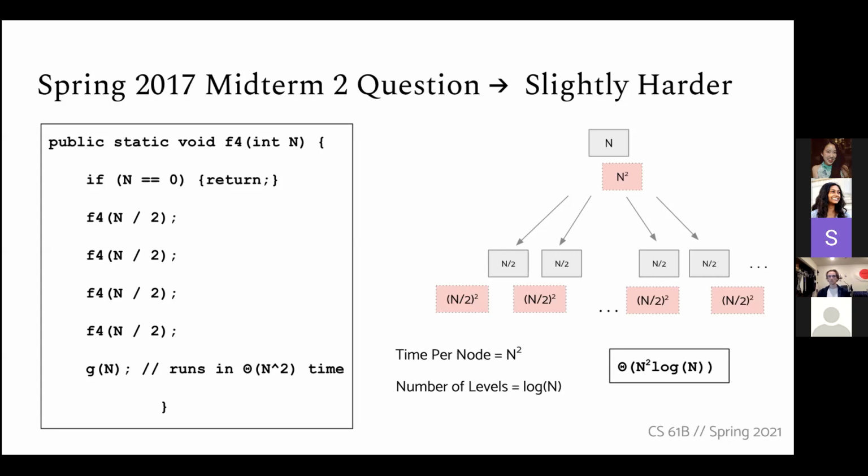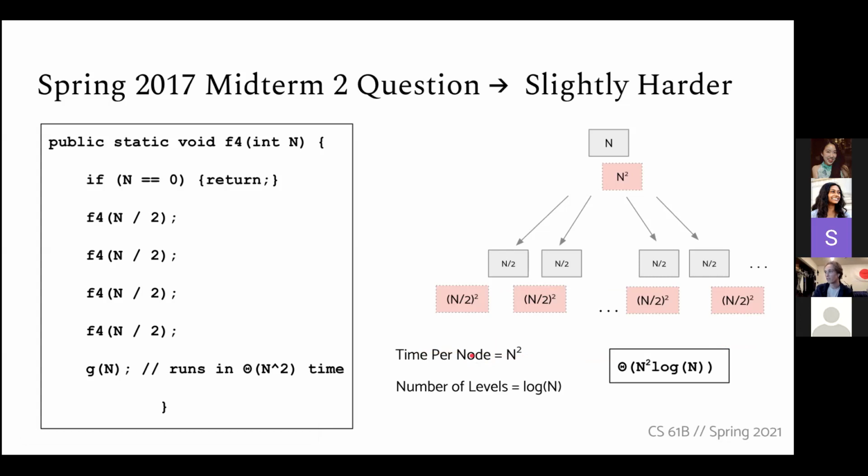I have a question. Yeah. So for the final result, why is it n squared times log n? It seems like we're multiplying time per node by number of levels, but I thought we have to also multiply by the number of nodes in each level. Yeah, I actually think this is a mistake right here. This should probably say levels.